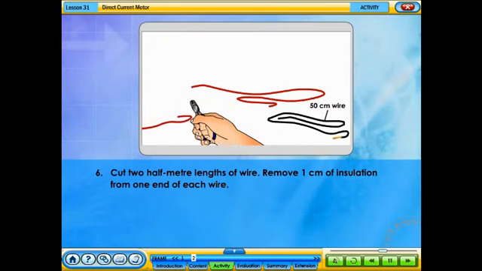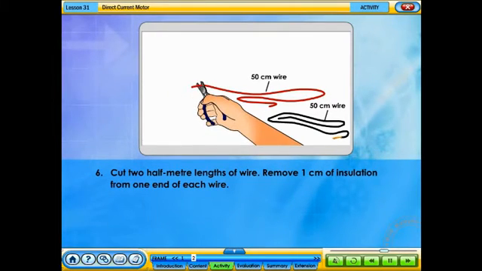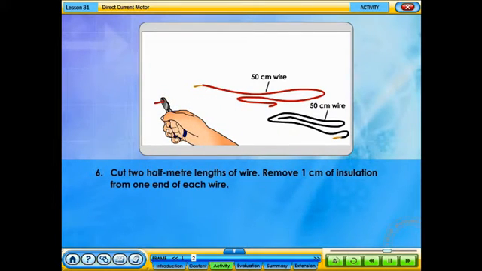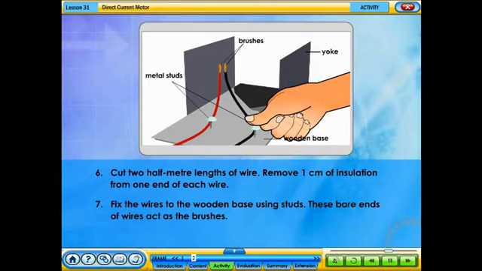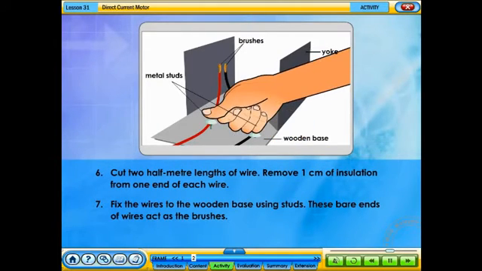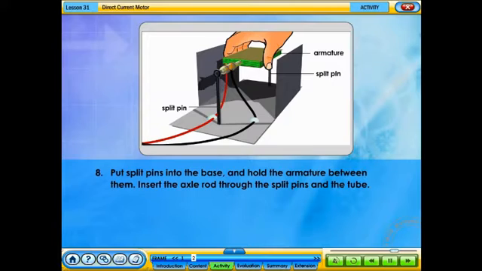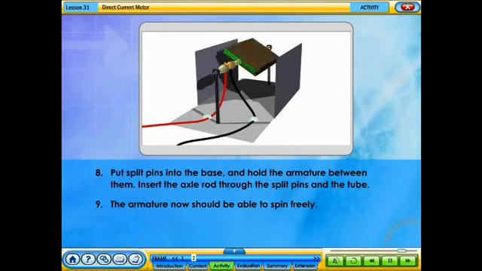6. Cut 2 half-meter lengths of wire. Remove 1 centimeter of insulation from one end of each wire. 7. Fix the wires to the wooden base using studs. These bare ends of wires act as the brushes. 8. Put split pins into the base and hold the armature between them. Insert the axle rod through the split pins and the tube. 9. The armature now should be able to spin freely.